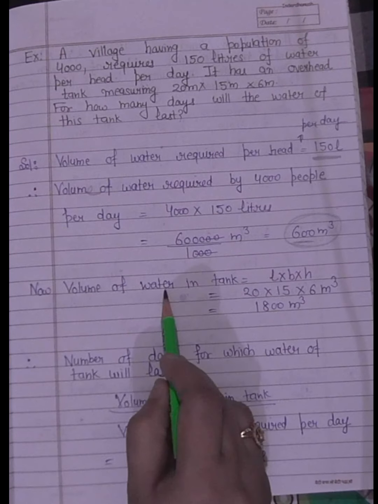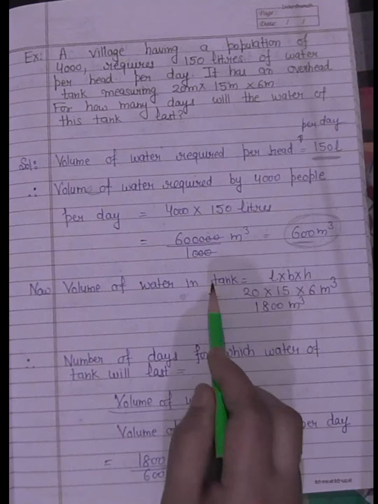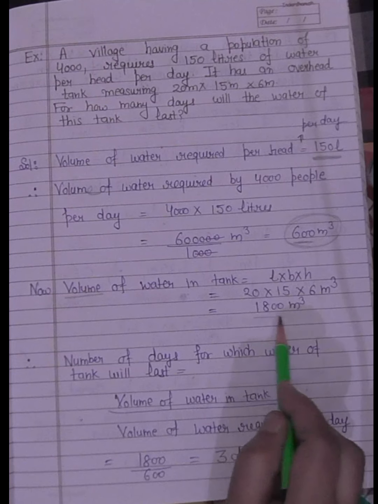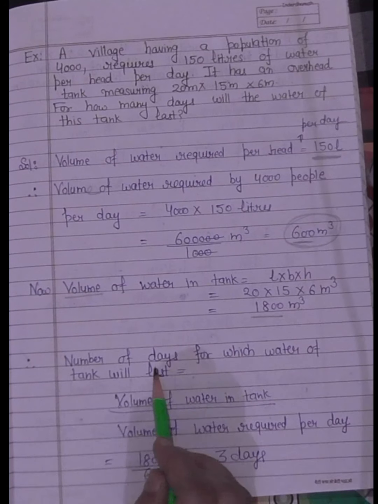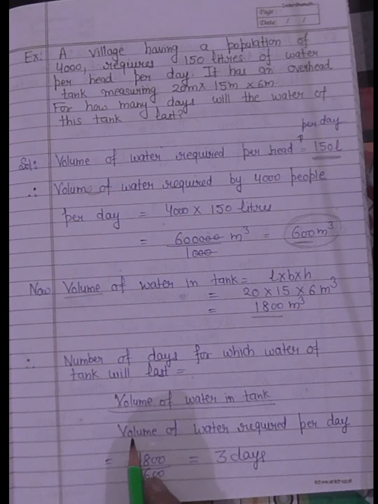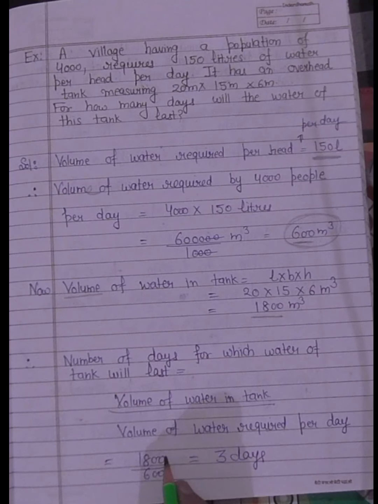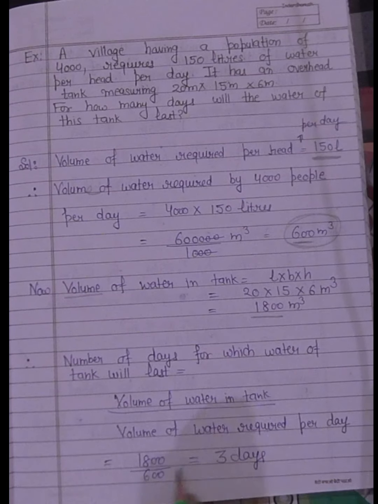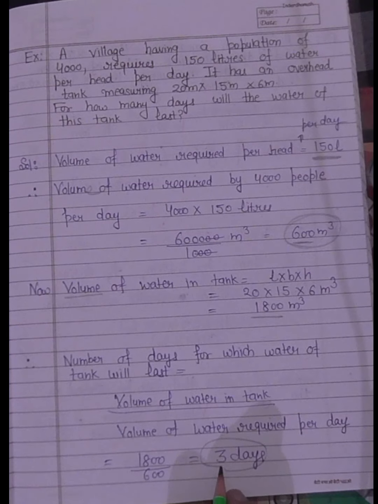Now the volume of the water in the tank, because the tank dimension is given here, so we can find the volume of the water tank. It will become 1800 meter cube. Now we have to find the number of days for which the water of the tank will last. It will be volume of the water in the tank by the volume of the water required per day. Tank volume is 1800 and the volume of the water required per day is 600. After solving, I am getting 3 days. So for the 3 days it will last.